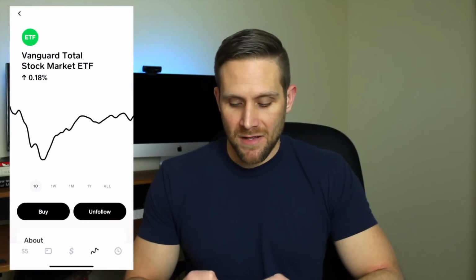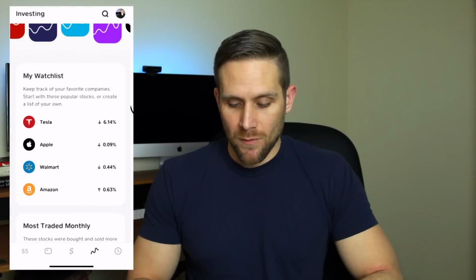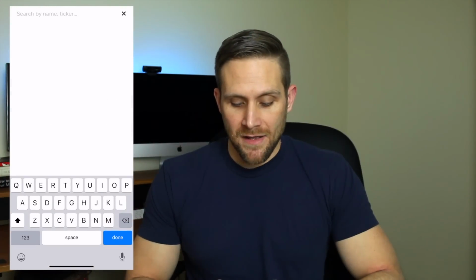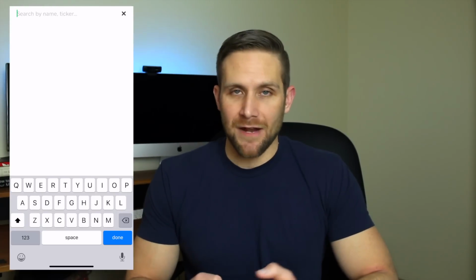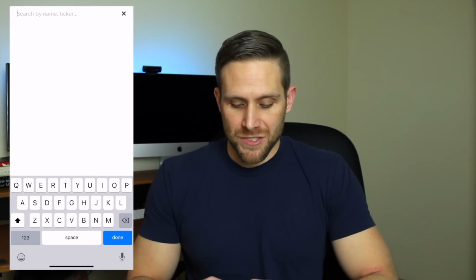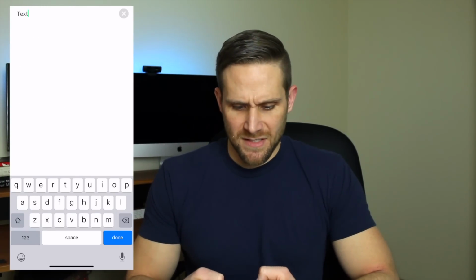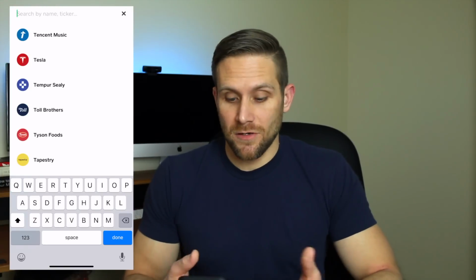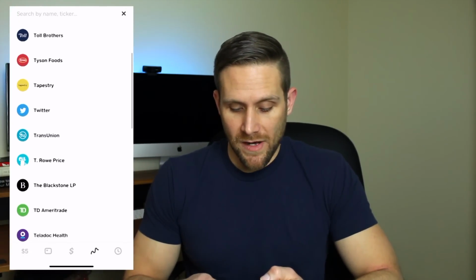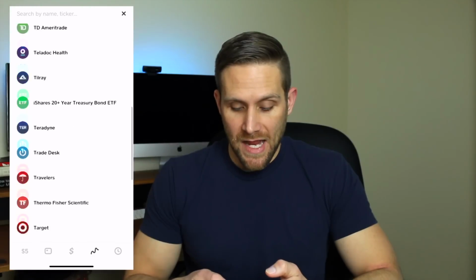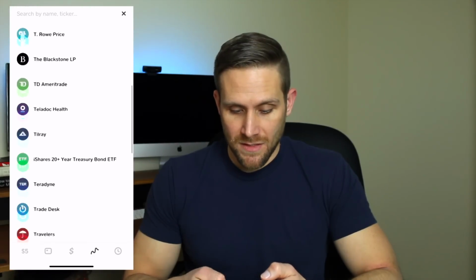I'm going to get rid of VTI for now, so I need to add one more, and I am going to add the first stock that I ever purchased years and years ago, which I don't own anymore. I sold it, which is Textron. Whoops, is it even on here? Okay, so I guess they're missing some stocks too. Interesting. All right, so in that case, we're not adding Textron. I gotta find something else.